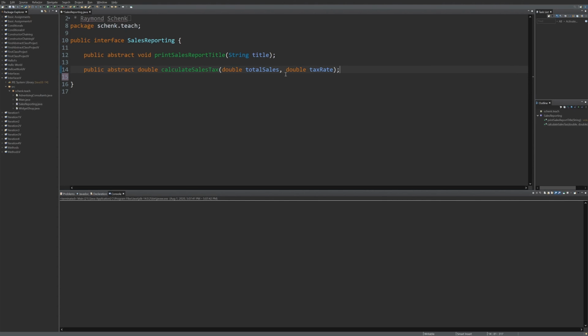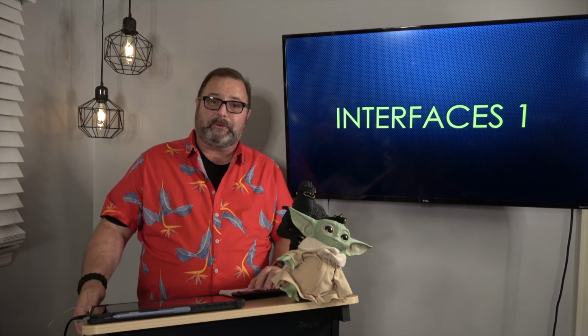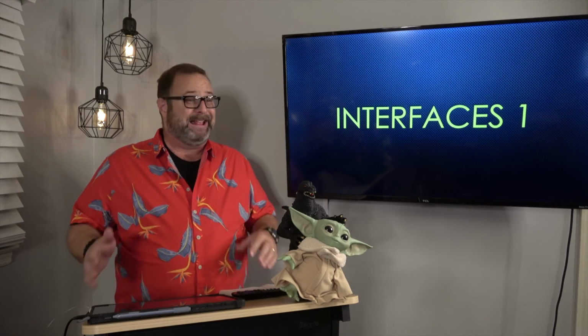Okay? So in the next video, we're going to build a couple classes that implement the SalesReporting interface. Because what you see is the interface. That's all there is to it. A list of methods where we're defining the headers, and if you implement them this way, you will successfully implement the SalesReporting interface.